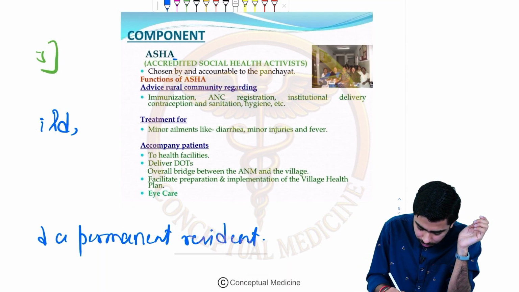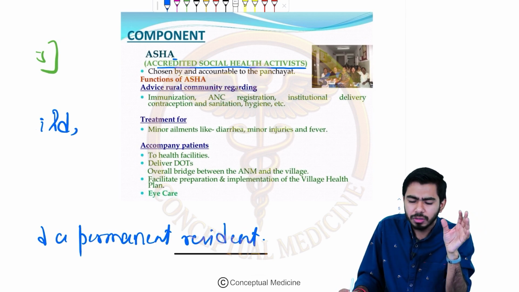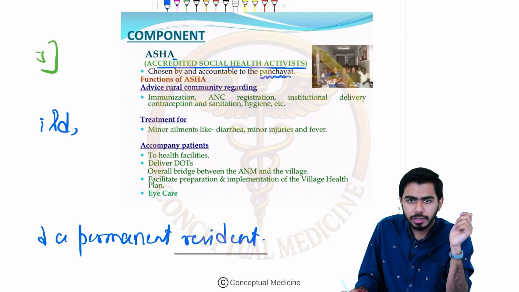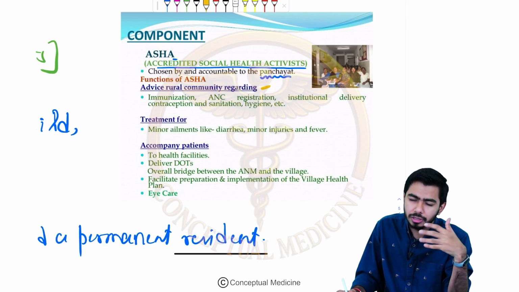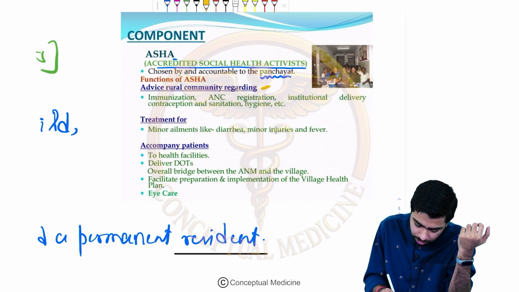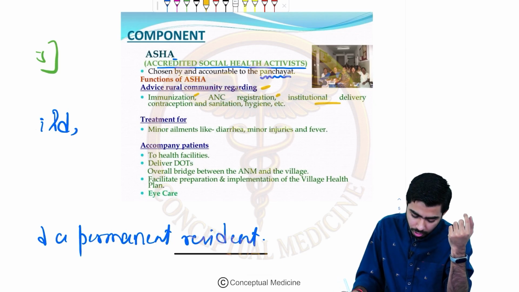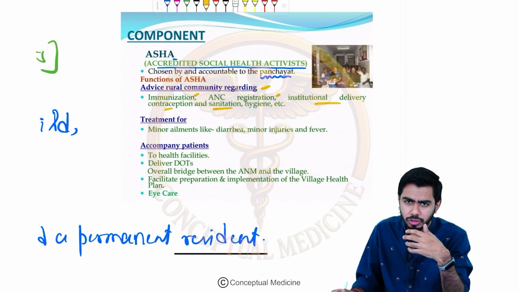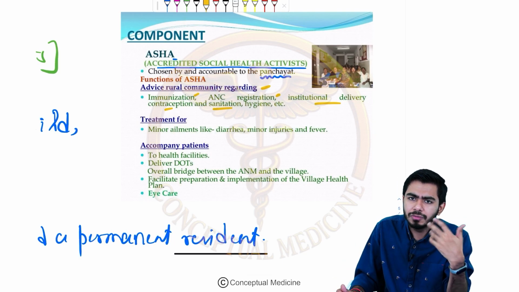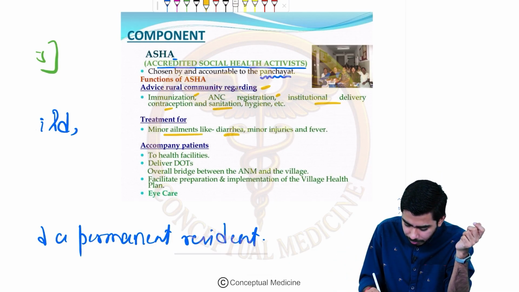So this is the ASHA, the Accredited Social Health Activist. She is chosen by and accountable to the panchayat, right? And what are the functions of the ASHA, guys? She advises the rural health community regarding the health of the people there, like regarding immunization, antenatal care registration, institutional delivery, contraception, and the sanitation and hygiene part, right? All of these things are responsibilities of the ASHA worker, to communicate with the people and educate them, right? Then there could be treatment for minor ailments like diarrhea, minor injuries and fever.